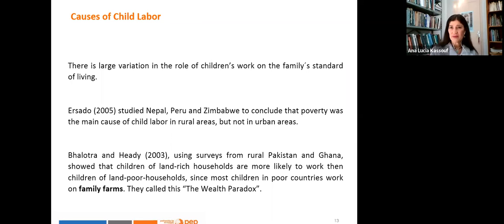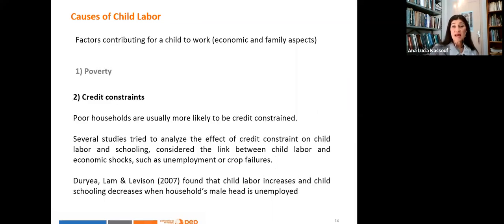With lots of land or higher land in the household, the parents would have greater opportunity to use their own labor and would be more productive. So then they use child labor. So it's very complicated, as you can see, to isolate those effects. Besides poverty, we have credit constraint.